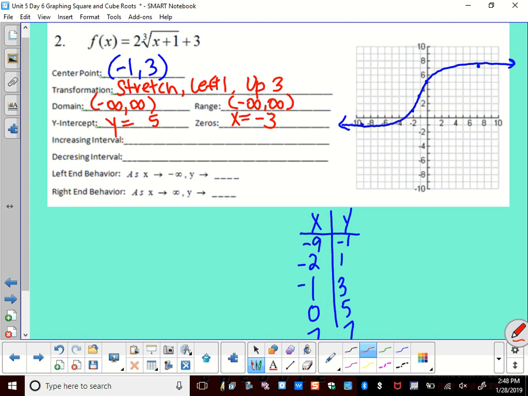I'm increasing from where? Negative 4, 0. Negative what? 4. No, we're increasing even down here. For these cube root graphs, I'm increasing the whole time or I'm decreasing the whole time. So if I'm increasing, can I be decreasing? No. Left end behavior is going to keep going down towards negative infinity. And my right end behavior over here is going to keep going up towards positive infinity.